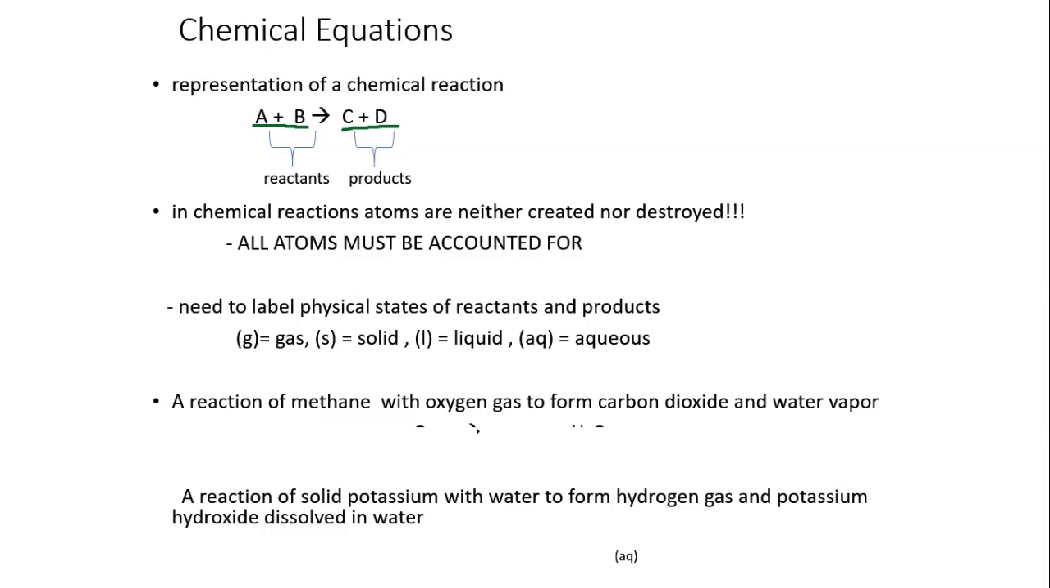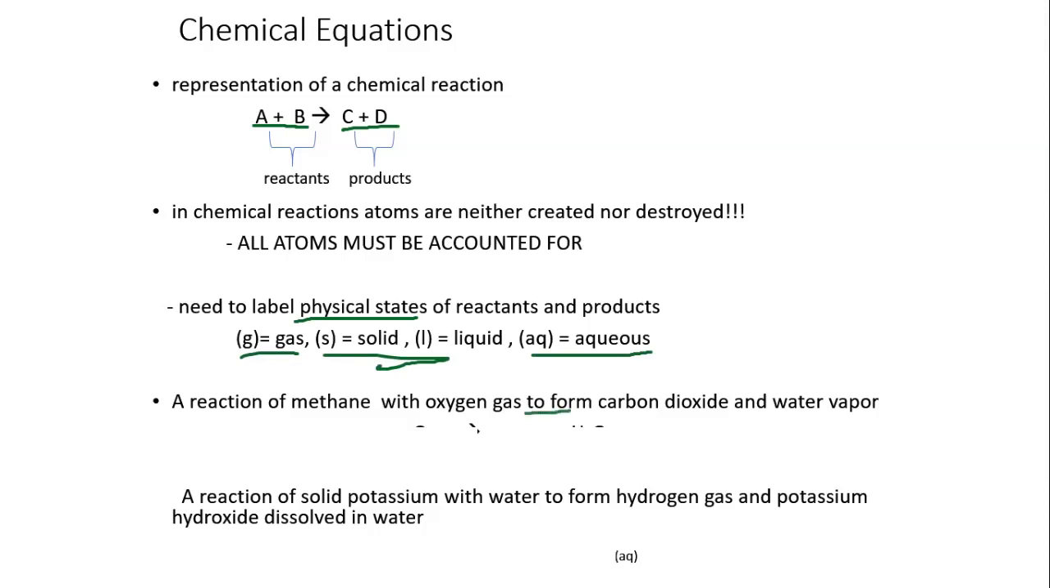Now, what we do is we indicate the physical states of our reactants and products by using these subscripts. So G is for gas, S is for solid, L is for liquid, and AQ is for aqueous. And aqueous means that it was a solution with water in it, or it's in water. So aqueous, the solvent, is water that is used. So for example, we have a reaction of methane with oxygen gas to form carbon dioxide and water vapor.